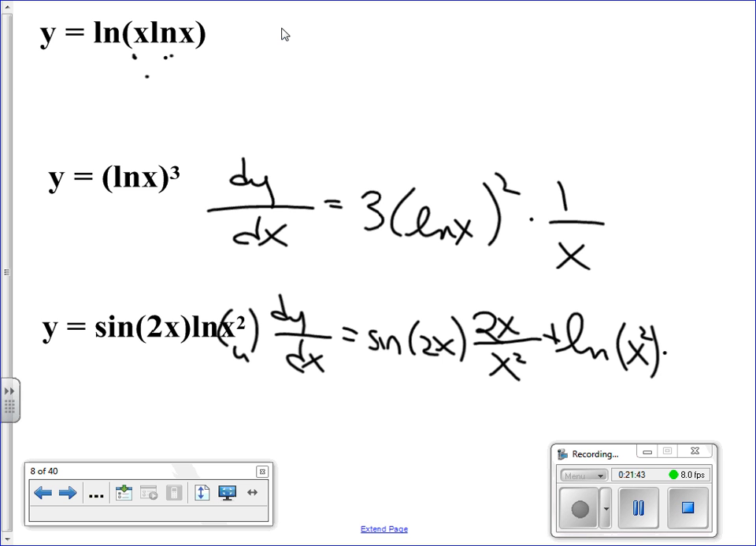Cosine of 2x times 2. So I'm not going to fit it here, which is just annoying. It's cosine of 2x times 2. Yes, so 2 cos 2x.